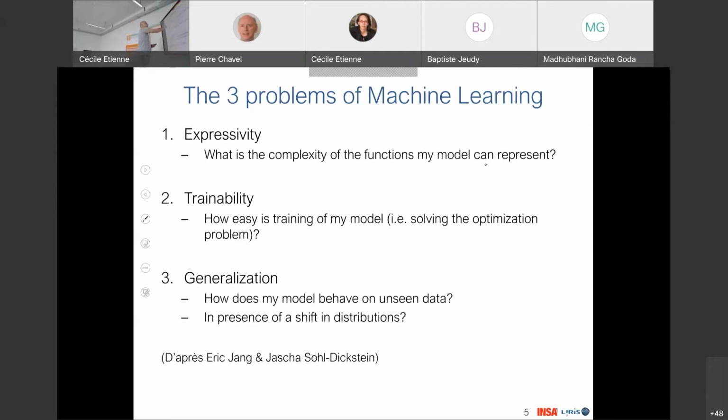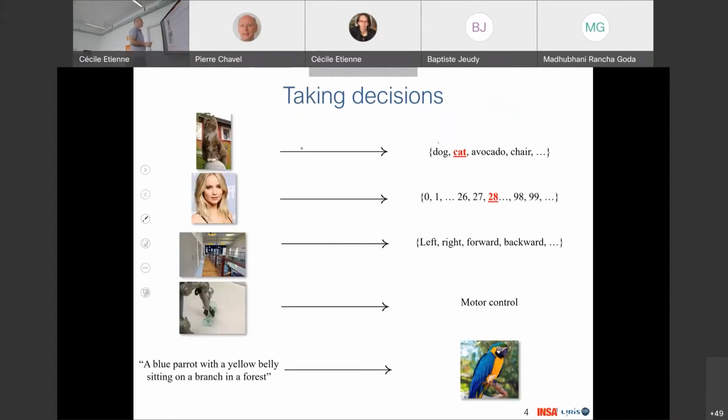First, I need to find out what is the mathematical form of the function I would like to learn. Is the complexity of the function enough? Can my model, the functional form, represent the thing I would like to do? It's easy to see that, for example, we cannot take a linear function from the cat to the class cat. It wouldn't be possible.